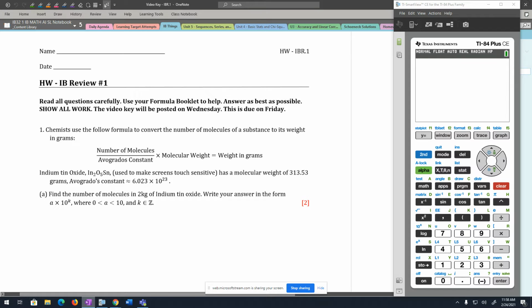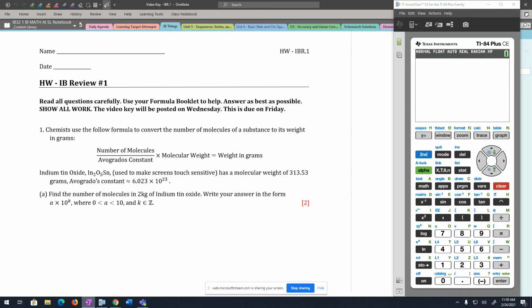All right, guys. Number 1, chemists use the following formula to convert the number of molecules of a substance to its weight in grams. We've got this big formula here. Indium tin oxide is used to make screens touch sensitive. It has a molecular weight of 313.53 grams. Avogadro's constant is approximately equal to 6.023 times 10 to the 23rd. Find the number of molecules of 2 kilograms of indium tin oxide.